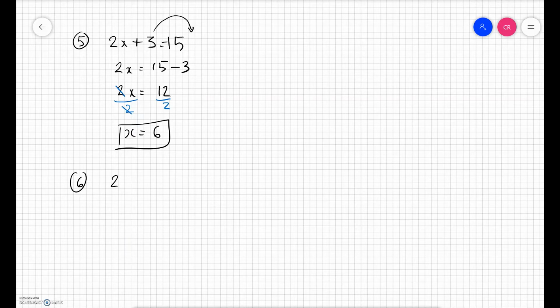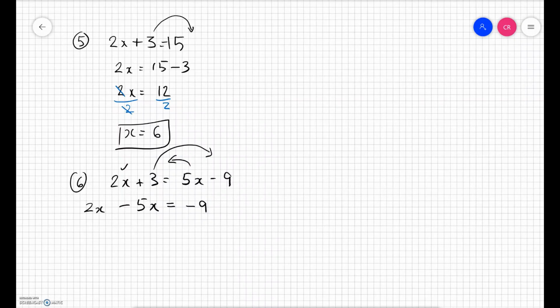Okay, so let's move on to number 6. Number 6 says 2x plus 3 equals 5x minus 9. Now our goal is to get all the x's on one side and everything else on the other side of the equal sign. So we could keep the 2x there. We could move the 5x over, it becomes negative 5x. We could keep that negative 9 and move the 3 across, it becomes a negative 3. I'm sorry about that flickering, it's just the computer.